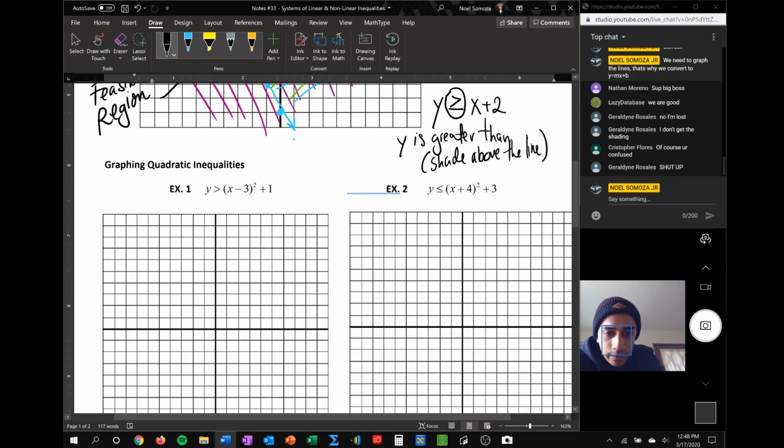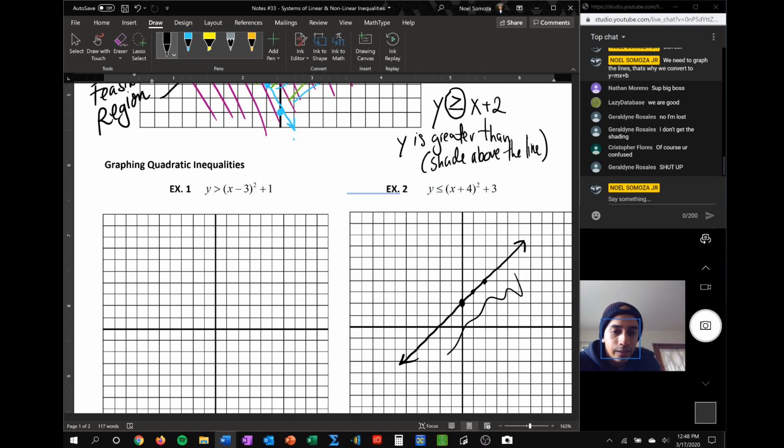If I had a line that was at 2 and a slope of 1 over 1, okay, if I sketch that line out, if y is greater than, then I want to shade above the line. I don't want to be down here. It wouldn't make sense to be here, right?